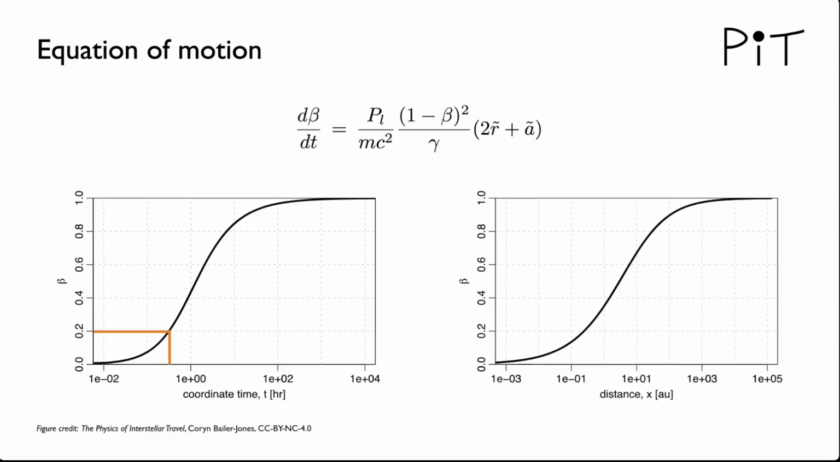This figure on the right shows how the velocity varies with the distance. By the time the sail is moving at 0.2 times the speed of light, it has travelled nearly 0.25 AU, 37 million kilometers, from the laser.